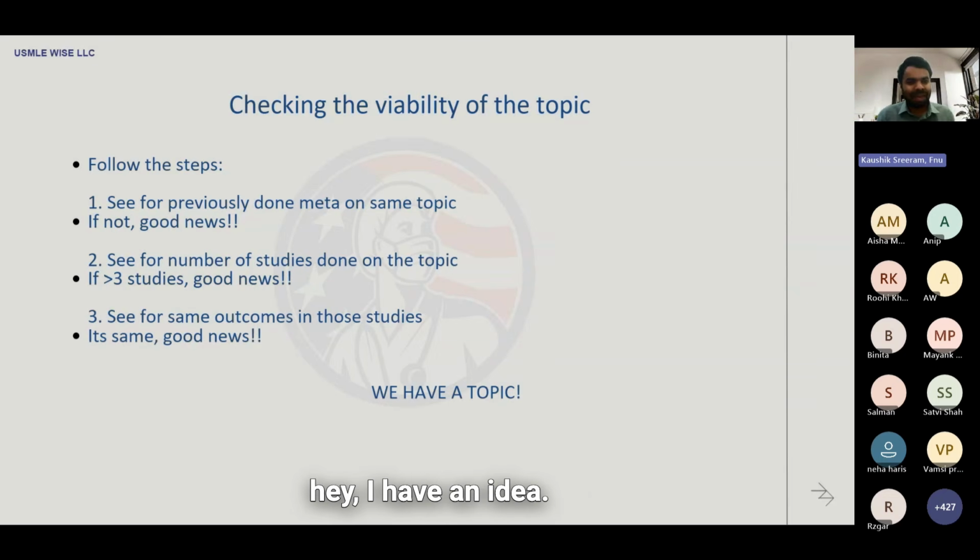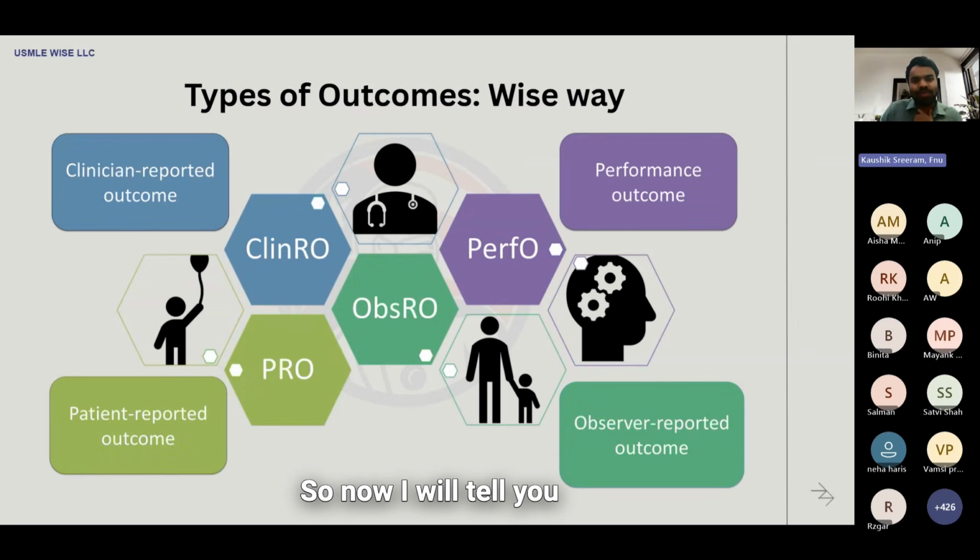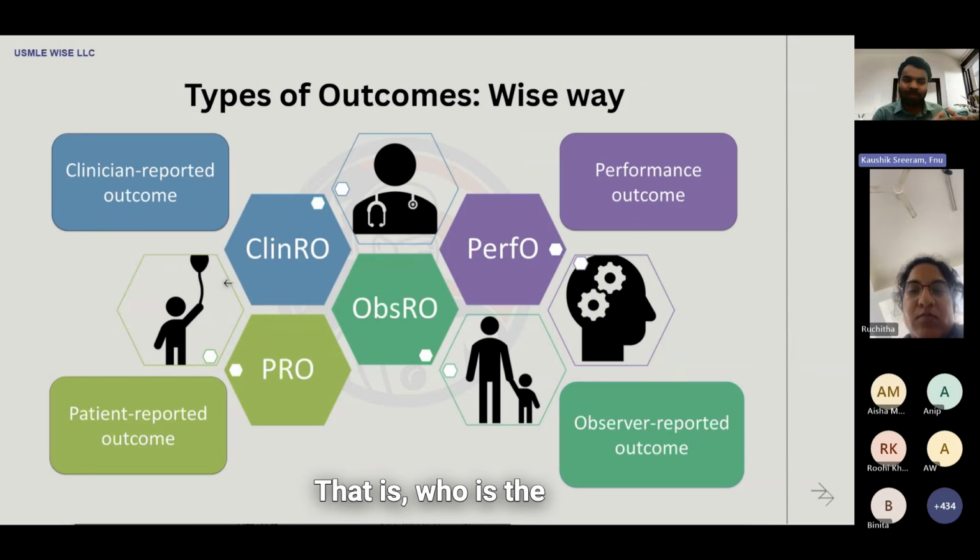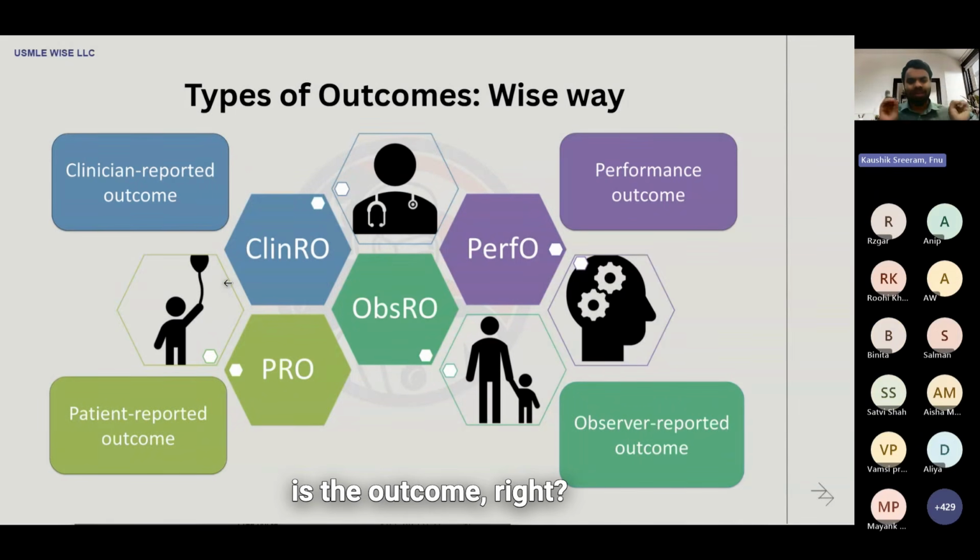Now you say that, okay, hey, I have an idea. I figured out that this is something that I'm interested in. Then I saw some meta-analysis, I studied, and I found out that, okay, this is an interesting topic, right? So now I will tell you what are the things that I learned over the years, which made a little bit more sense to me. Globally, what was important? The context of interest, that is, who is the population and what is the outcome, right? As long as we have defined that very clearly, we are good to go, right?